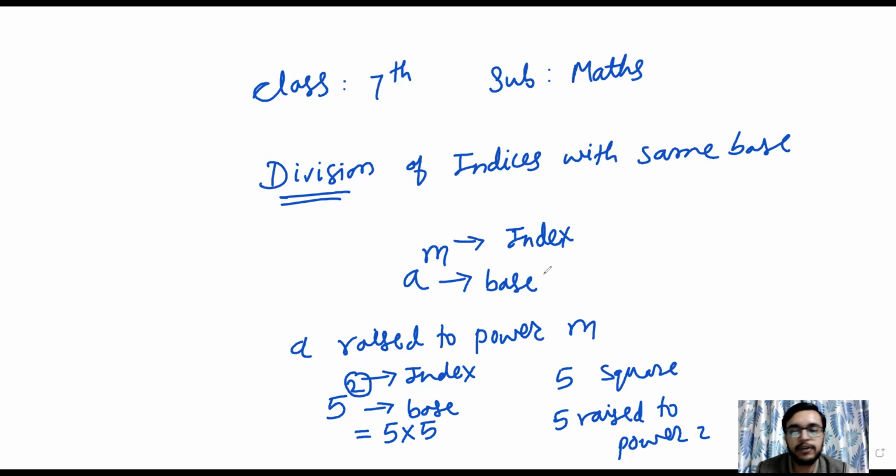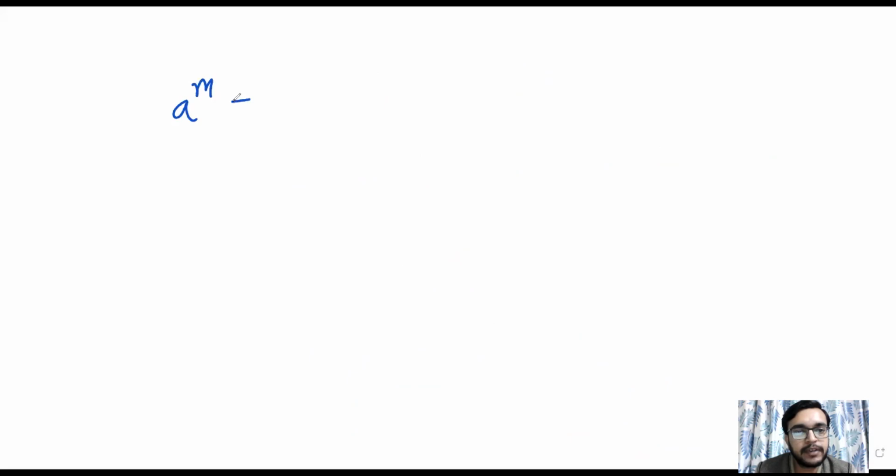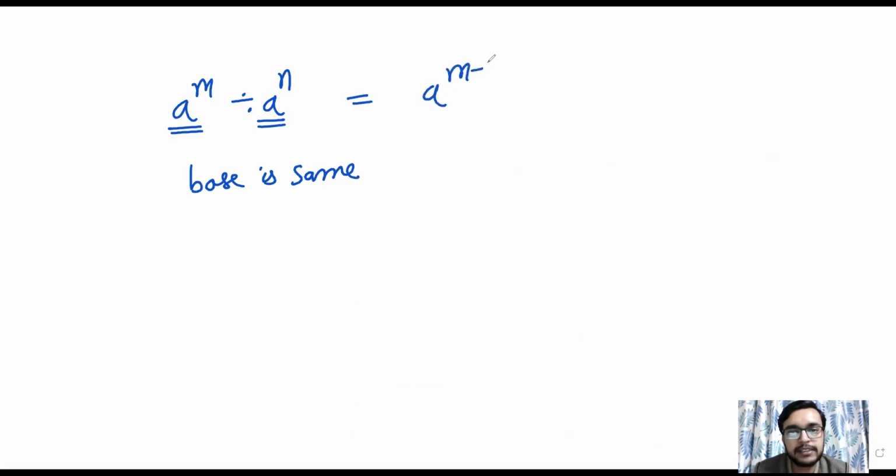Today we are going to learn about division. Consider the example a raised to power m divided by a raised to power n. Here the base is same, and this is solved as a raised to power m minus n. Now let us see how this comes.